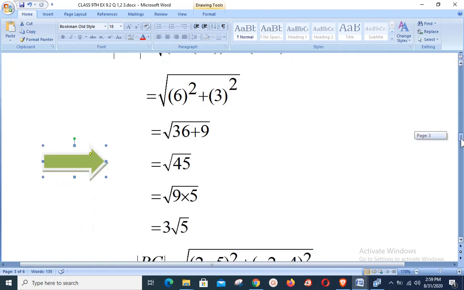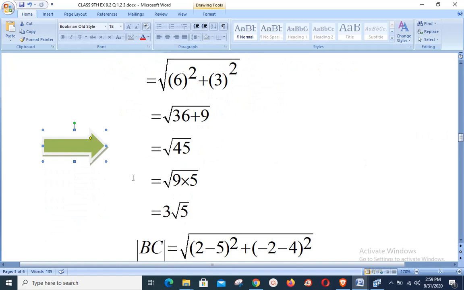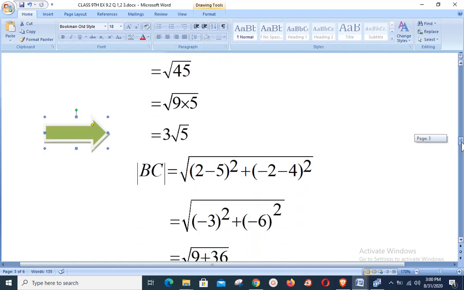Again you have the option, you can break it into prime factors or you can use the method I have applied. I can write 45 as 9 into 5. Now it's easier, the root of number 9 is 3. 3 comes outside the root, so we have the answer as 3 into square root 5. Next, we are to calculate distance BC.